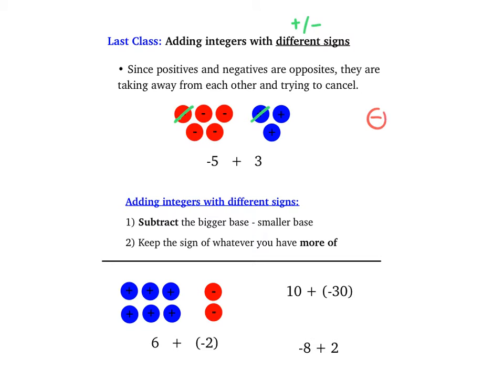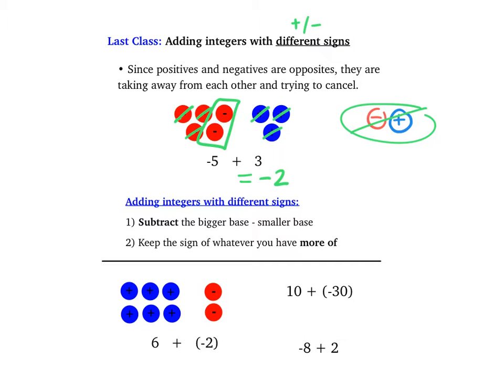We learned that one negative and one positive combine to create this zero pair that cancels each other out and takes away. So we can keep going creating those zero pairs until we see the only thing that we have left. So something like negative 5 plus 3 would leave us with an answer of negative 2. Then we learned that we could get that answer from actual subtraction. So subtracting the bigger base minus the smaller base, and then keeping the sign of whatever we have more of.